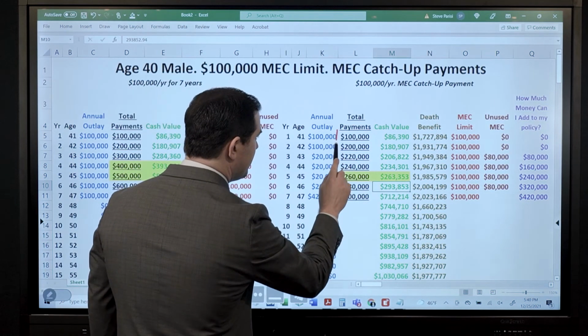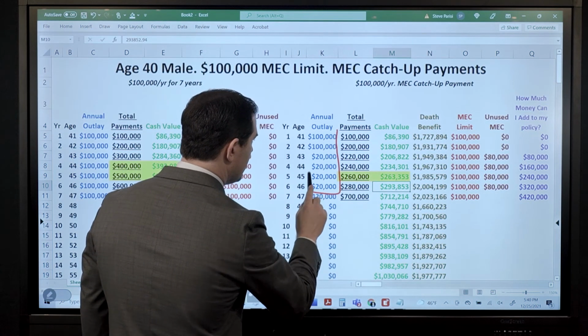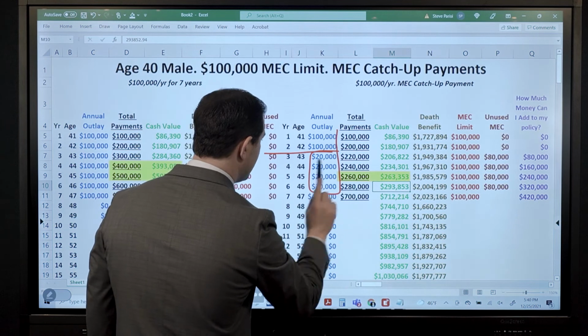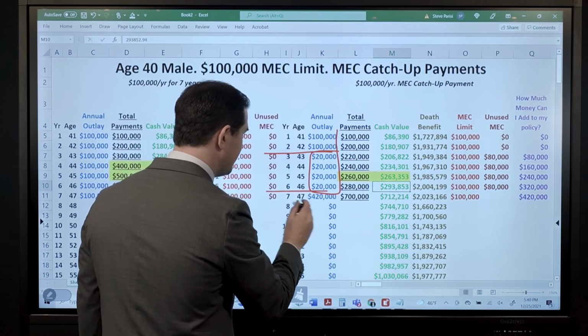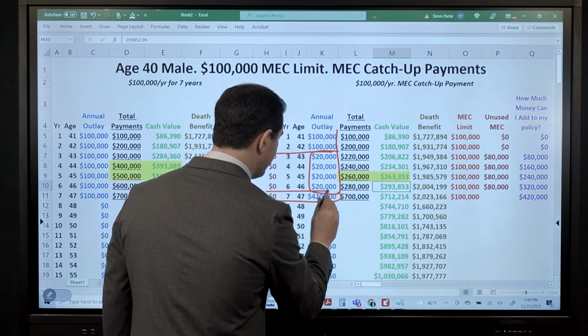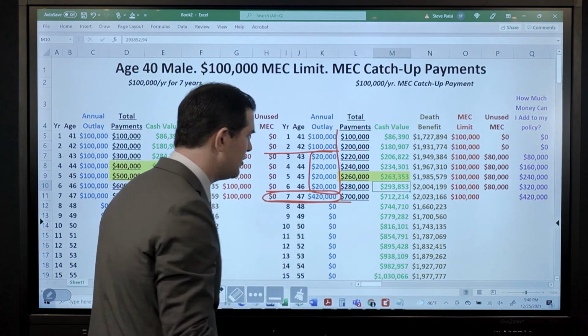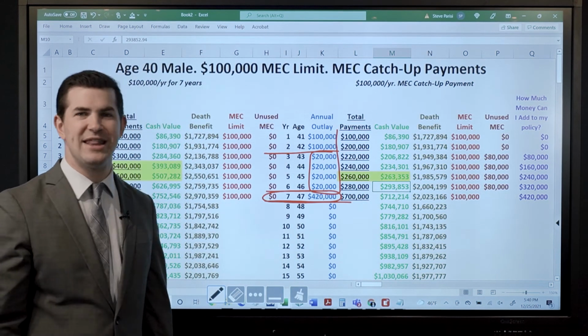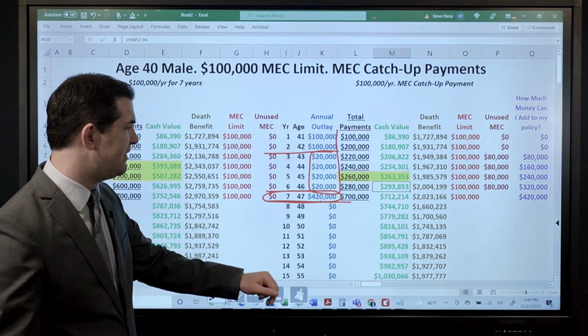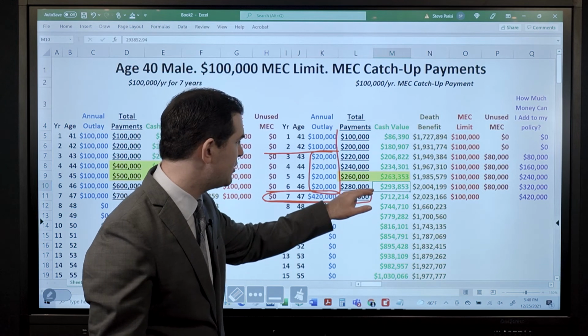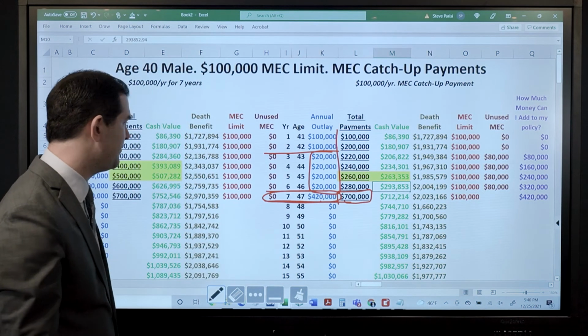So here we go. 4 straight years of paying in just 20. And this could vary each year, depending on the company and flexibility. But then year 7, what happens? I make a $420,000 catch-up payment. Where I came up with the number 420 in this example is that it gets my total payments to $700,000.